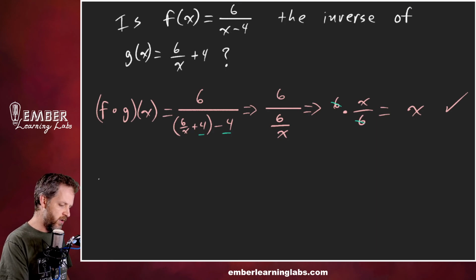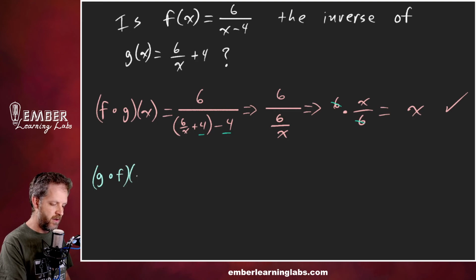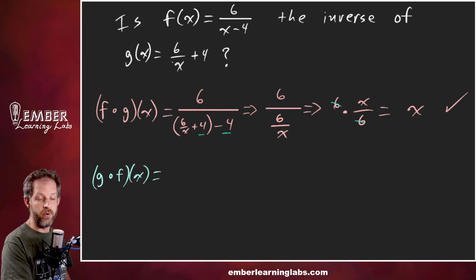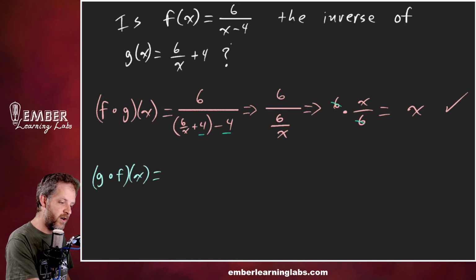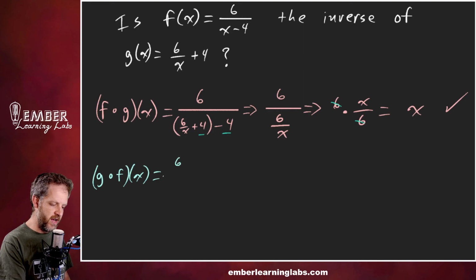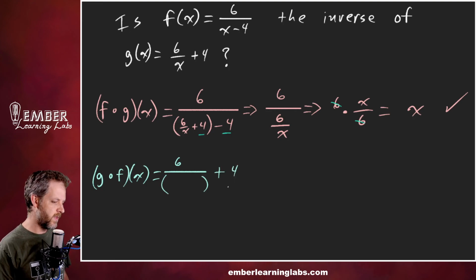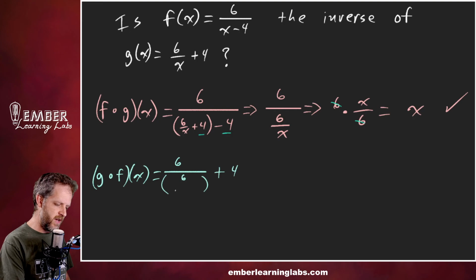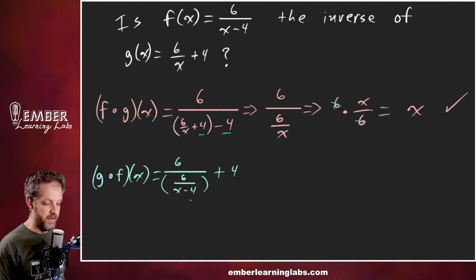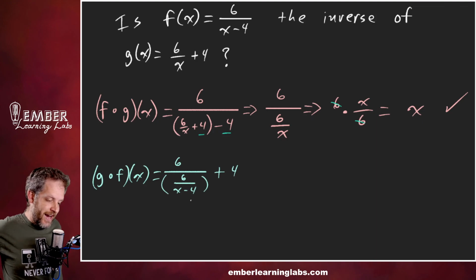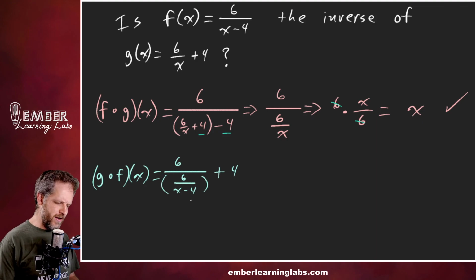Okay? So g of f of x, we're going to write g with parentheses where the x is, so we can shove all that in there. So 6 over a big old mess plus 4. So we're going to shove 6 over x minus 4 in there. So this guy is kind of an intriguing piece. It actually looks a little bit crazy too.